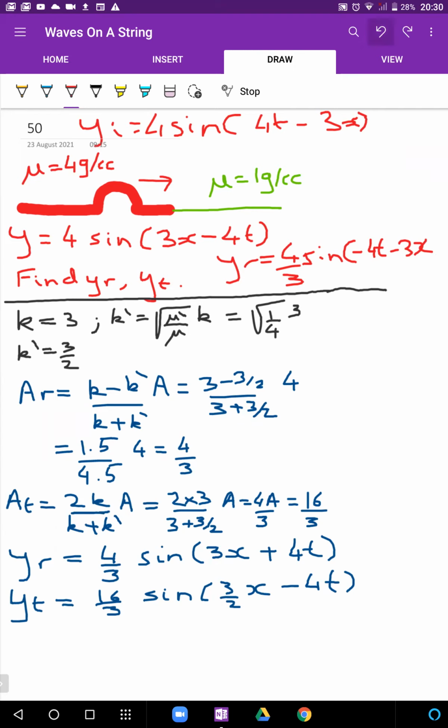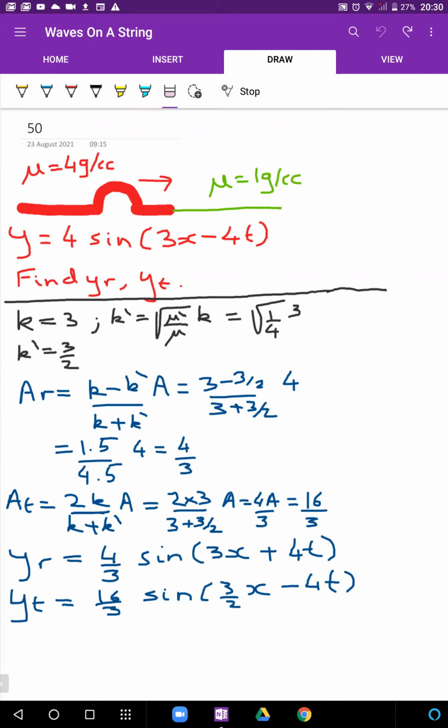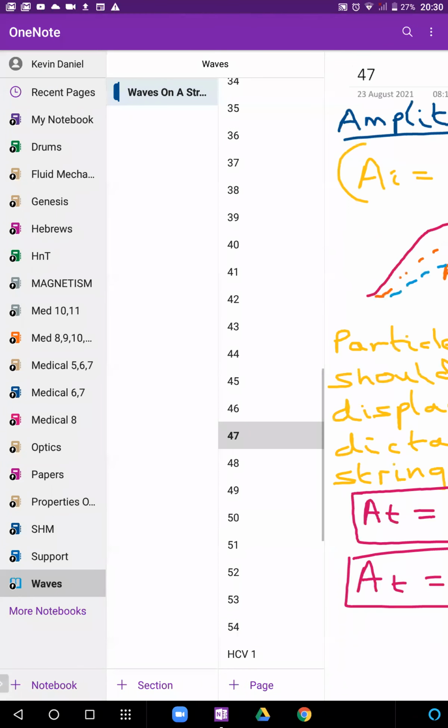No. Can I please... Yes, I'll reply. Can I please explain the amplitude equation reasoning? Amplitude equation reasoning. You mean this one?